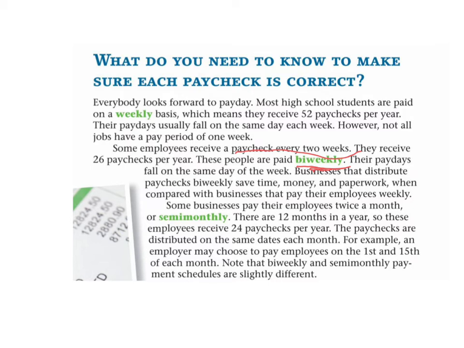Semi-monthly. There are 12 months in a year, so they get 24 paychecks in a year. They get one twice a month.